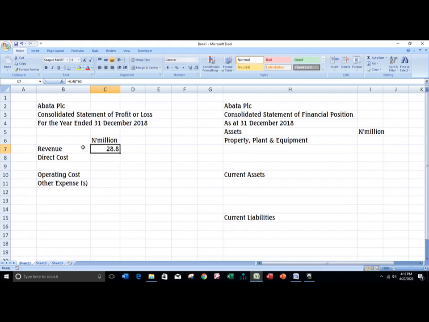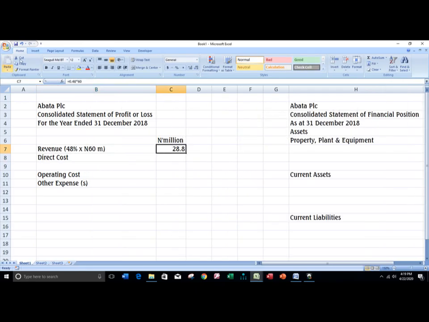So that's 28.8 million. Let's put it there so that you also can see 48% of 60 million. I think it's okay like this. Brilliant. 48% of 60 million. That is 28.8.